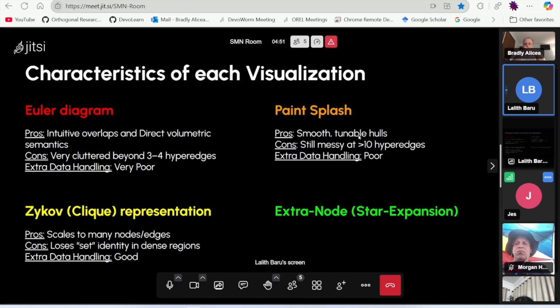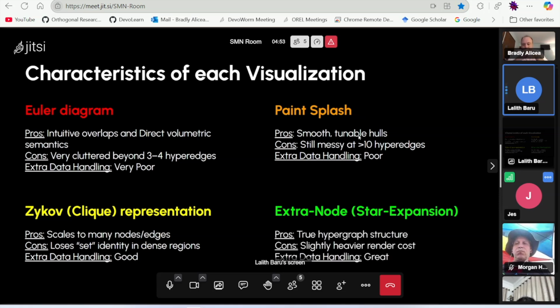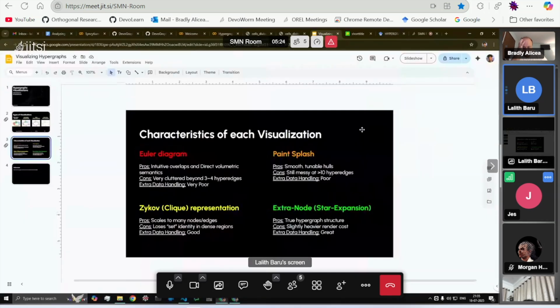Whereas the extra node or star type of expansion does not have any such problems. When we try to render it onto the interfaces, we have a little heavier cost compared to these, but it carries a true hypergraph structure because it connects all the points. It does not have any specific weight component to visually look into, but it can handle extra data quite well. So let's jump into the visualizations that we have created using our Python code for the data that we have.